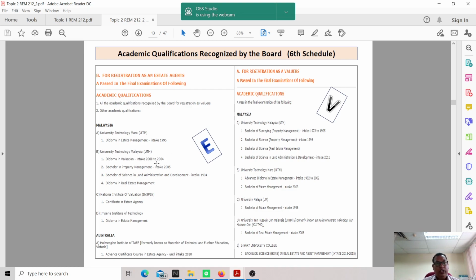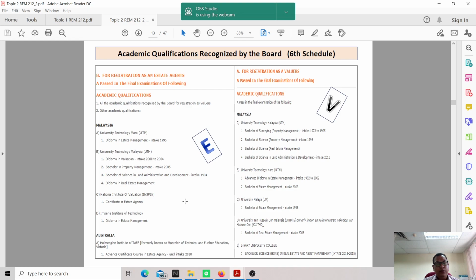Okay, for UTM also, the diploma in valuation from 2000 until 2004. But right now, UTM doesn't have any diploma in valuation anymore. Other than that is the bachelor in property management, intake 2005. So below 2005, the bachelor in property management is not recognized to become an estate agent. Bachelor of Science in Land Admin and Development, ITM 1984, Diploma in Real Estate Management.